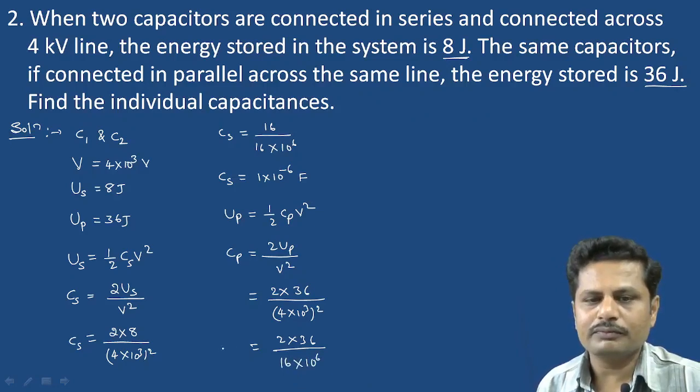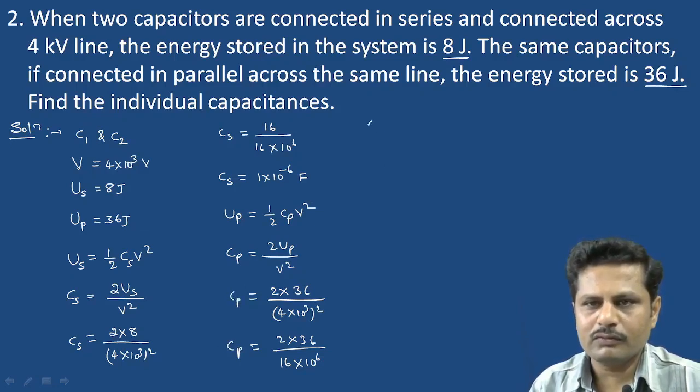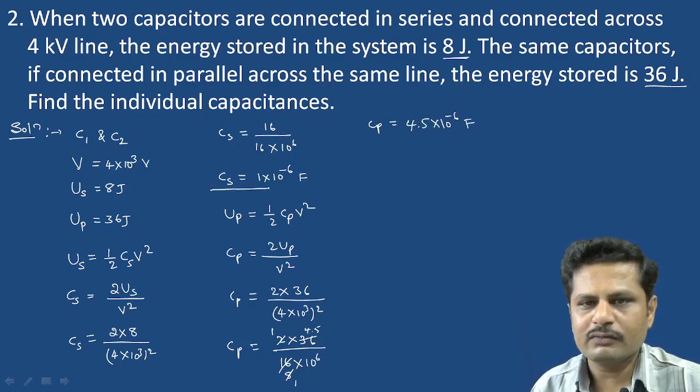So now Cp can be written as 4.5, okay. Cp equals 4.5 times 10 raised to minus 6 farad. So now we got Cs and Cp.